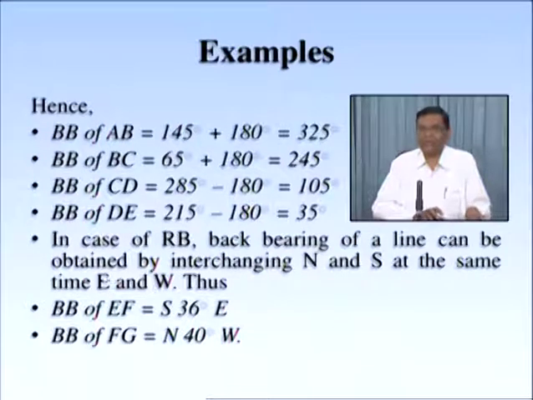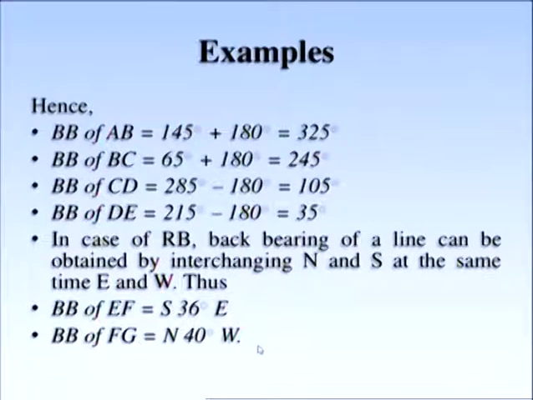The last 2, let us see the last 2 also, that is line EF and FG. Here the bearing is given in reduced bearing form. In EF it is mentioned south 30 degrees east, that means it is in the second quadrant. For the line FG, it is mentioned north 40 degrees west, that means it is in the fourth quadrant.